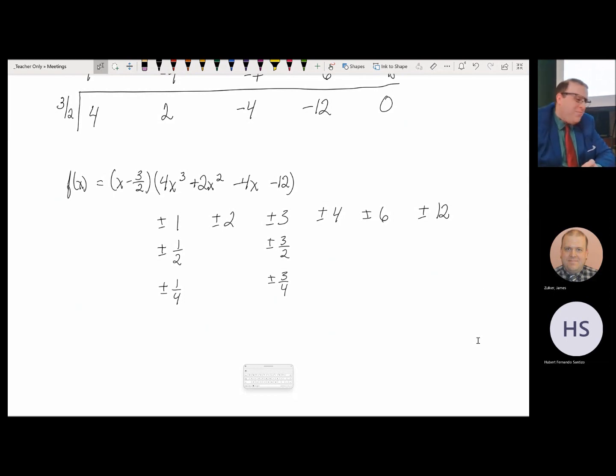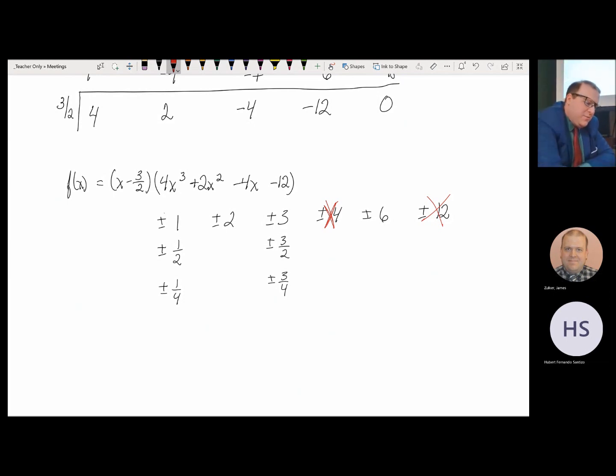Oh, wait a minute though. 12 was not in our original list, which means immediately 12 is out. Everything else is in the original list, right? No, 4 isn't either. So 4 is out.